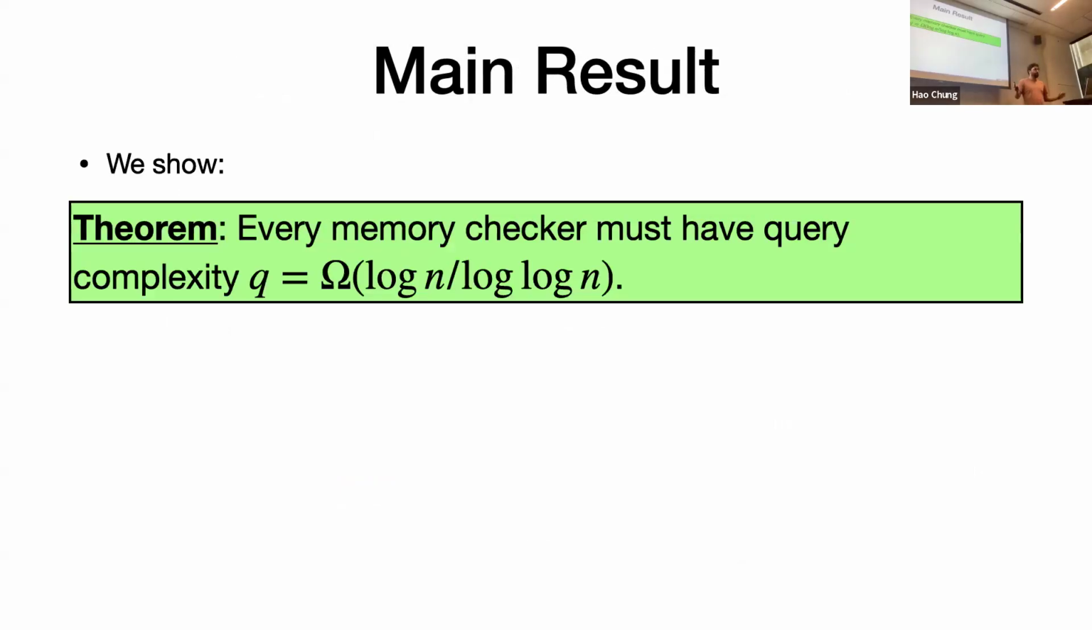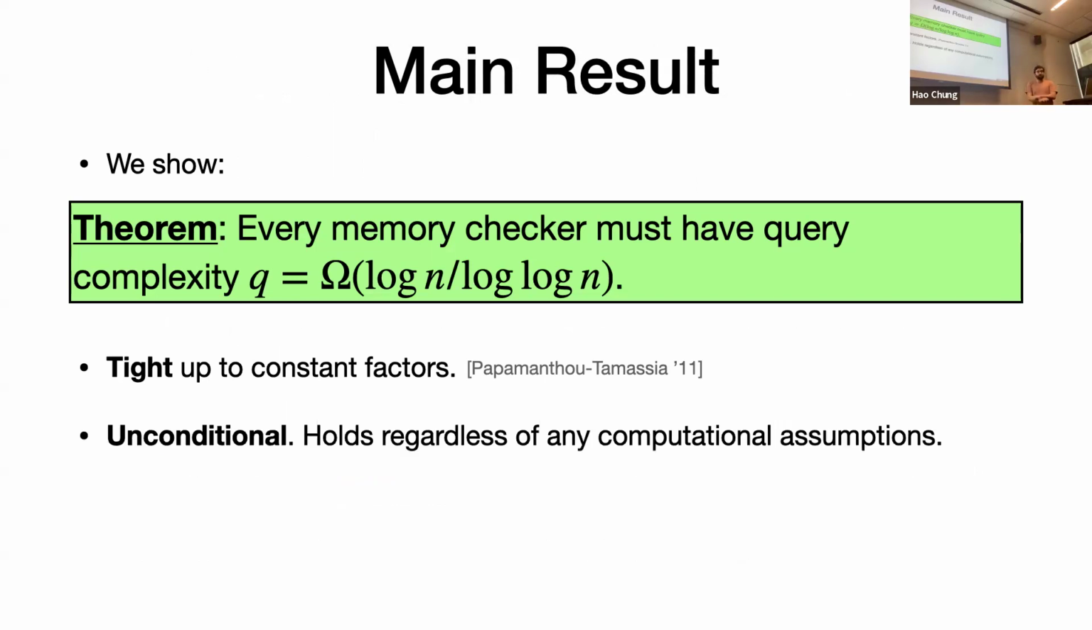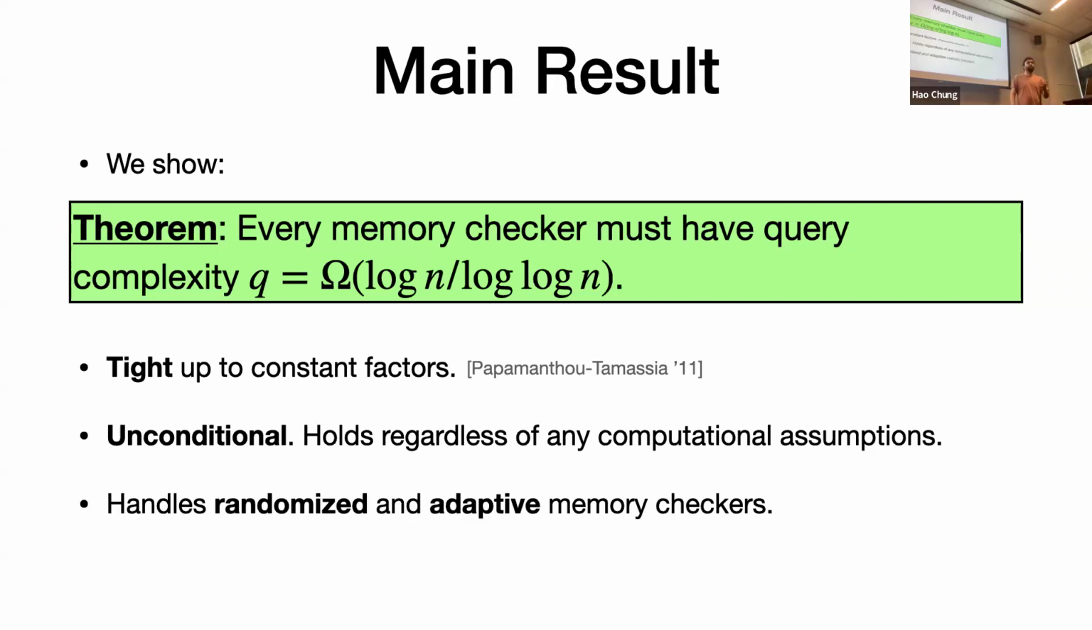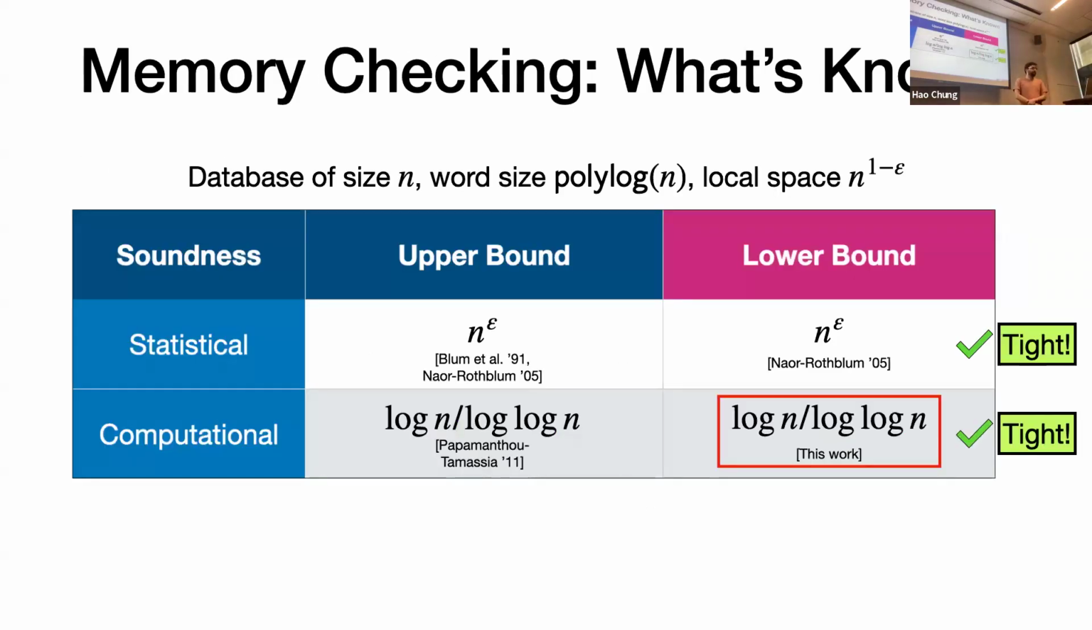Okay, so as the main results, we show that every memory checker must have query complexity at least log n over log n. And this is tight up to constant factors based on the construction I mentioned. It's unconditional, so it doesn't depend on any crypto or computational assumption. And it handles randomized and adaptive memory checkers, unlike the previous lower bound. And so just putting in the picture here, we give a log n over log n lower bound.